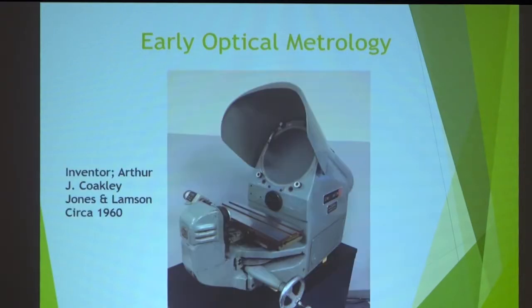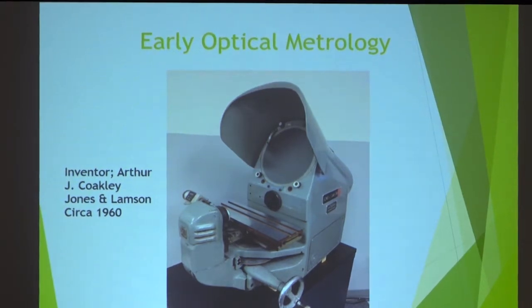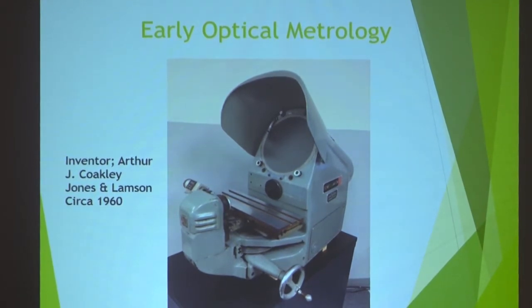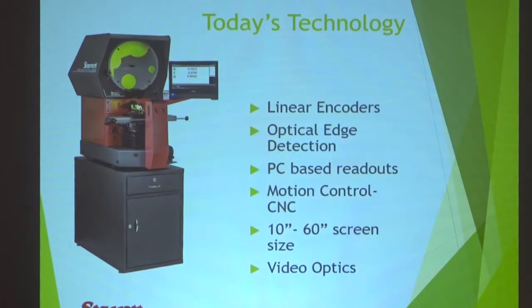So advance to 1960, and this is actually one that we've got in our lab. We keep it for history's sake. About 1960, Jones and Lamson was the inventor. And fundamentally, that comparator has not changed much, right? We still have lenses and we have a mirror, and we're reflecting that image onto a ground glass screen and magnifying that by the power of the lens. And so we'll typically take an overlay, put that on the screen at the power of the lens, and we'll compare it, right? So that's the comparator function. But what does today's technology offer us?